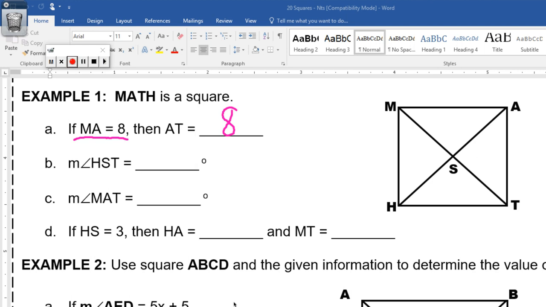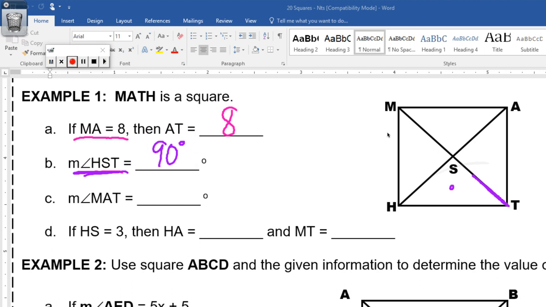For the next example, they're telling me that I want to know the measurement of angle HST. So remember, we start at H because that's the first letter. We move towards S. That's our vertex. And then we come down to T, right here. I want to know the measurement of that angle. From our notes, we know that both diagonals are perpendicular to each other. That means that we're always going to be forming a 90-degree angle. So therefore, angle HST is going to be 90 degrees every single time.